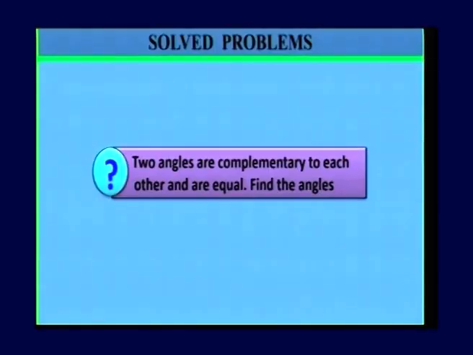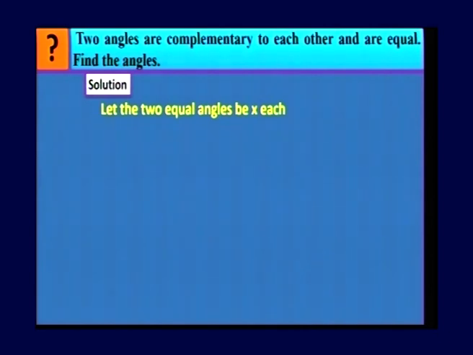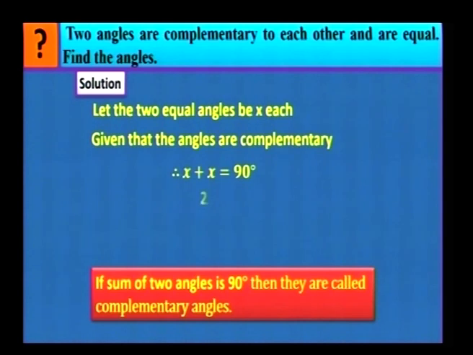Two angles are complementary to each other and are equal. Find the angles. Let's start with the solution. Let the two equal angles be x each, and also given that these two equal angles are complementary. Children, can you just recollect what are complementary angles? Yes, if the sum of two angles is 90 degrees, then they are called complementary angles. So here we'll add x and x so that we get 90 degrees. On adding x and x, we get 2x equal to 90 degrees.